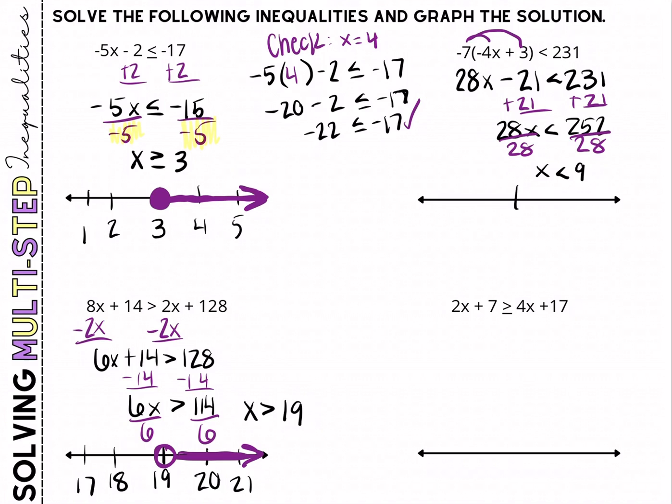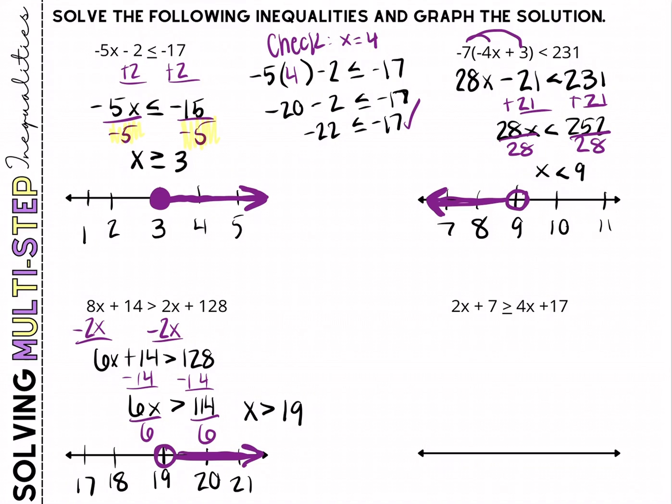Okay, so on the graph I have 9, 10, 11, 8, 7. So because it's less than, I'm going to do an open circle and go to the left. Okay, so x can be any number less than 9. So it could be 8, 7, 6, 5, -1 million. Any of those will work. 10 will not work because 10 is greater than 9. Okay, and now the last one.